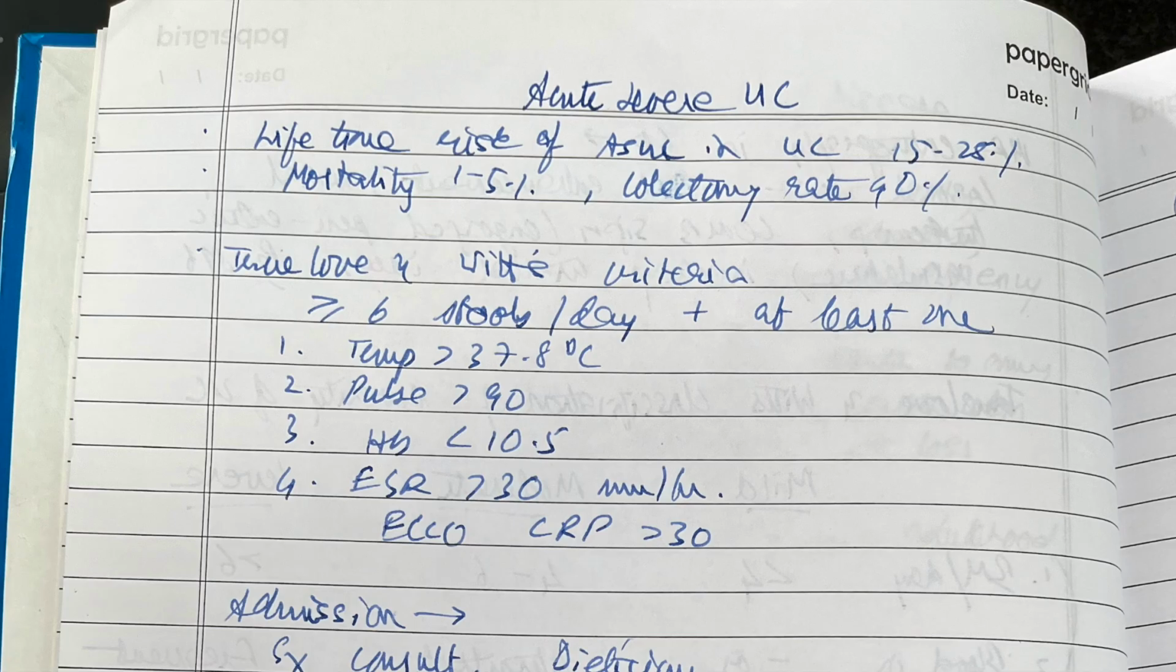Acute severe ulcerative colitis. The lifetime risk of ASUC in ulcerative colitis is 15 to 25%. The mortality is 1 to 5%, and the colectomy rate is up to 40%. Truelove and Witts criteria says 6 or more stools per day plus at least one of the following: temperature more than 37.8 degrees centigrade, heart rate more than 90, hemoglobin less than 10.5, ESR more than 30. According to ECCO guidelines, CRP more than 30 is what is taken into account.